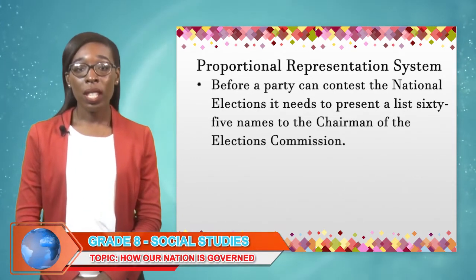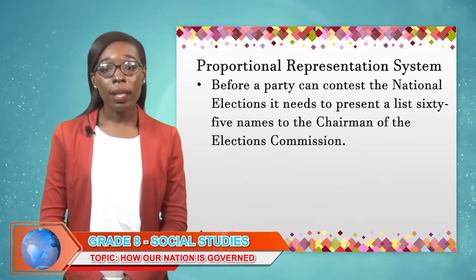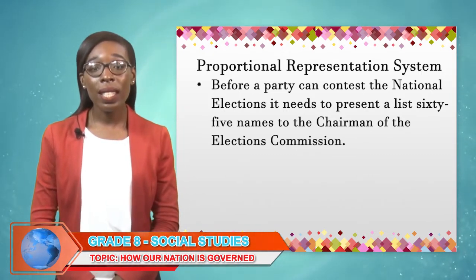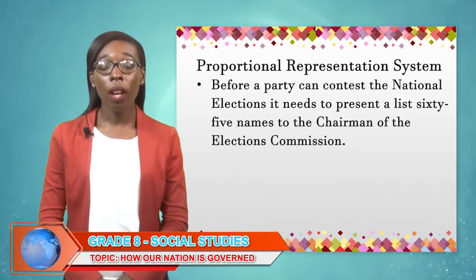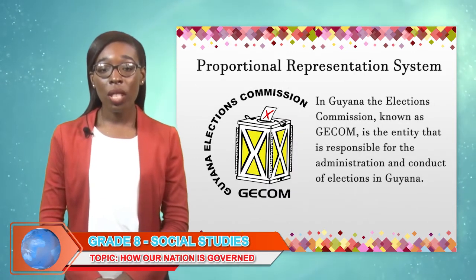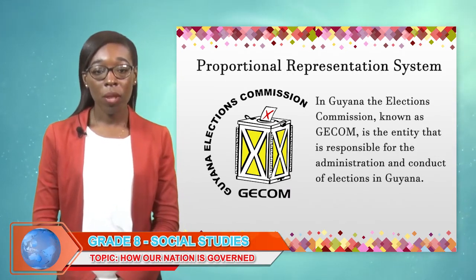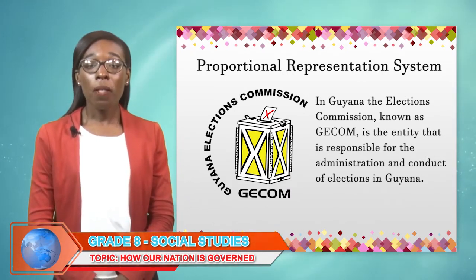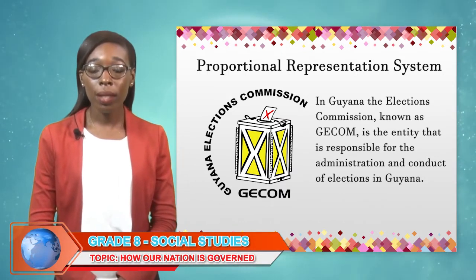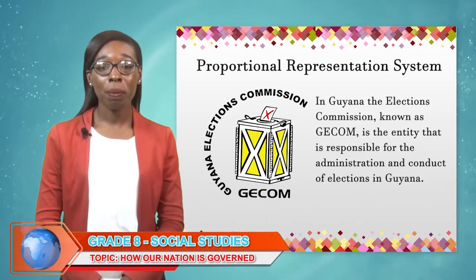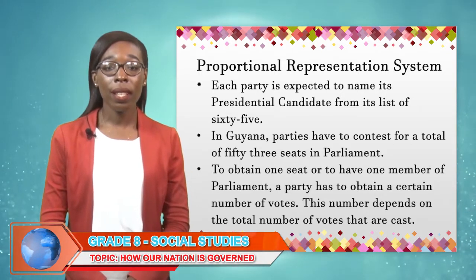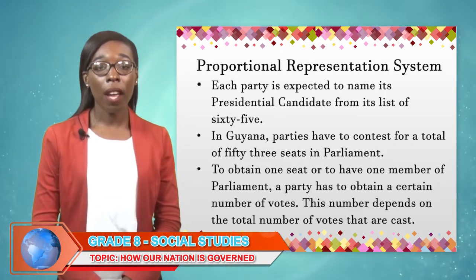The proportional representation system. Before a party can contest the national elections, it needs to present a list of 65 names to the chairman of the Elections Commission. In Guyana, the Elections Commission is known as Caricom. You might have heard of that name before. That is the entity that is responsible for the administration and conduct of elections in Guyana. Each party is expected to name its presidential candidate from its list of 65.